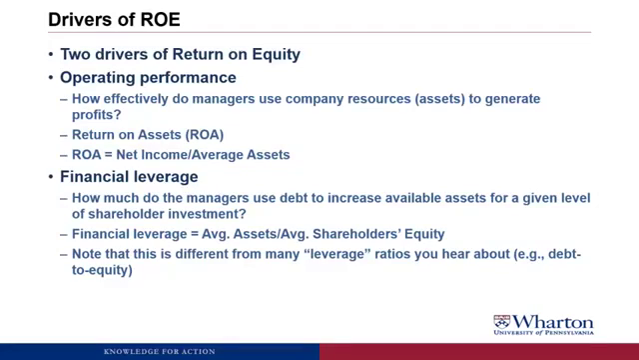Now, if you took on no debt, then financial leverage would have to be 1. For each dollar of shareholders' equity, you can buy $1 of assets. What debt allows you to do is, say, for every $1 of shareholders' equity, go out and buy $5 of assets by taking on $4 of debt. Now, note that this is different from many of the leverage ratios that you hear about, like debt to equity, and we're going to talk about those later in a later video.